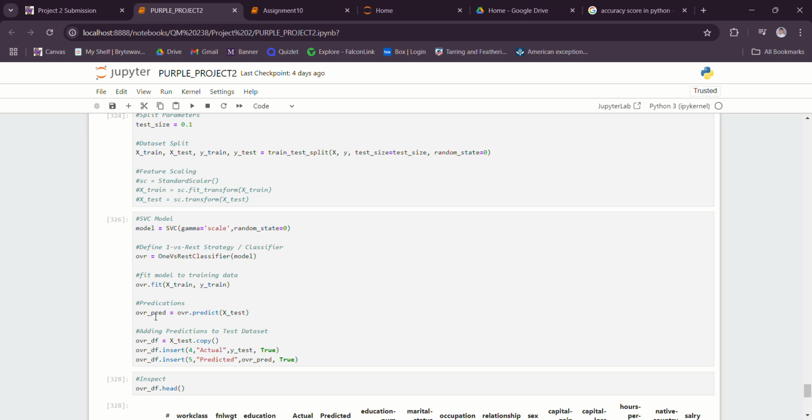Then I began my predictions. I did ovr underscore predict. I used the predict function to do this, to set that off.